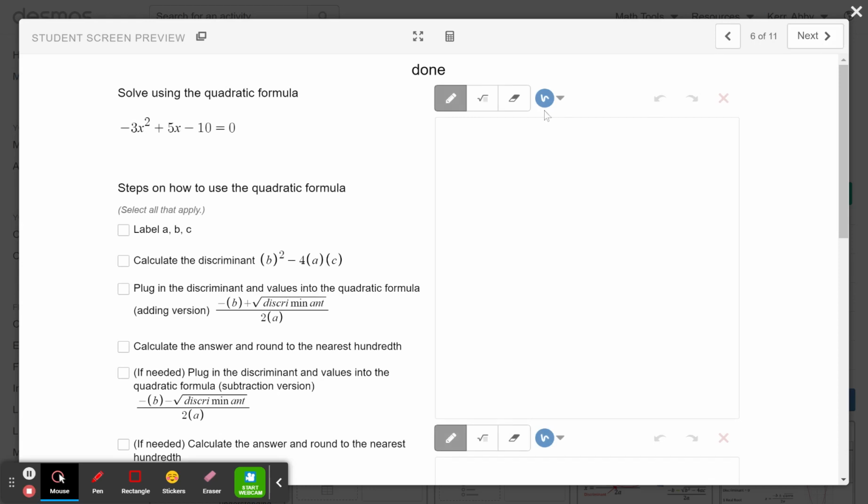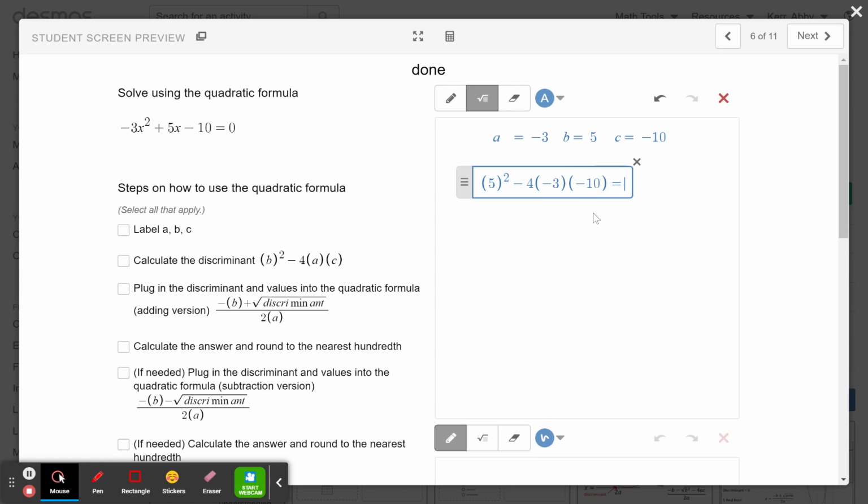All right, for this one, we're going to identify your A equals negative 3, your B equals 5, and your C equals negative 10. Once you identify this, you want to find the discriminant. So B squared, so 5 squared, minus the 4, A is negative 3, and C is negative 10. So we're going to get an answer for the discriminant.